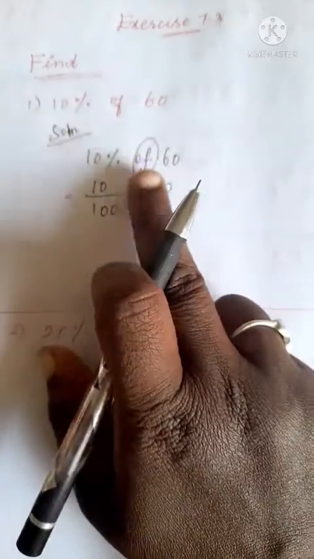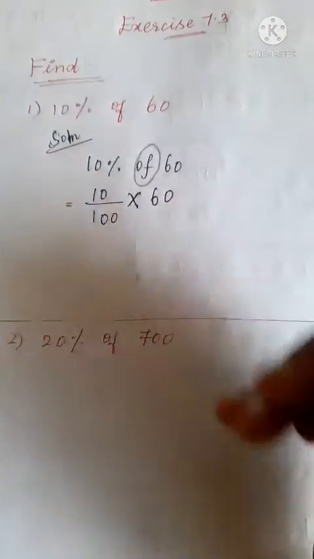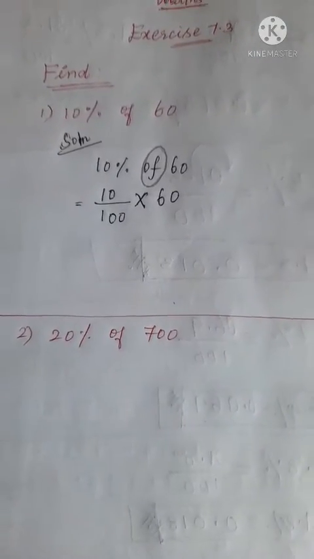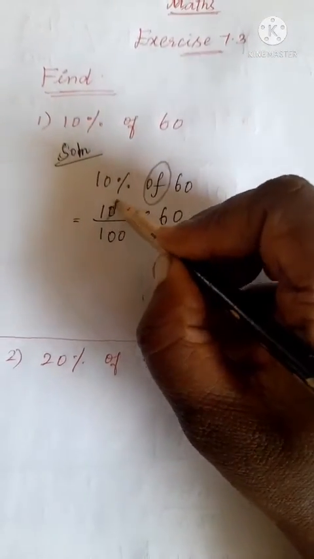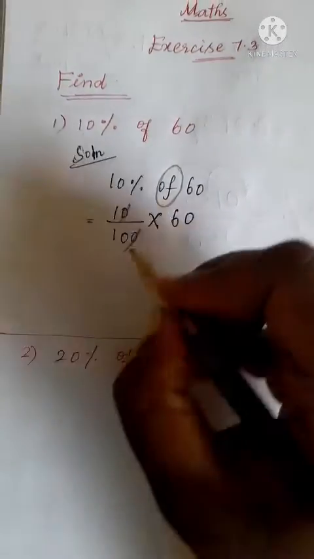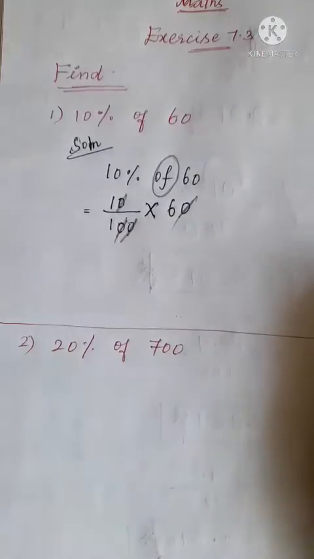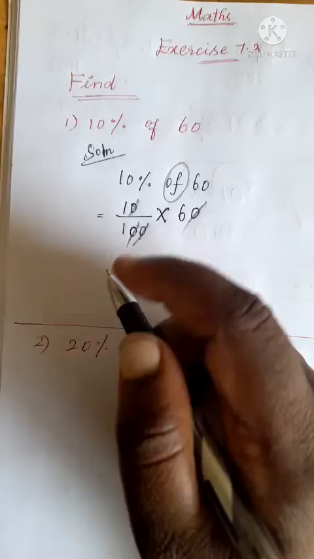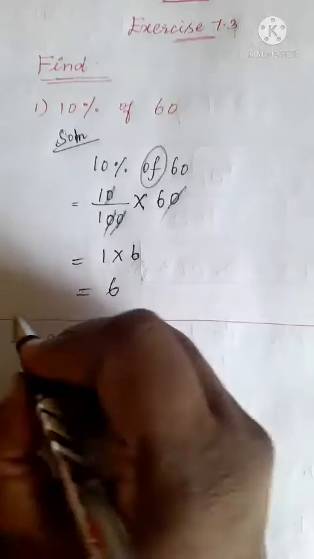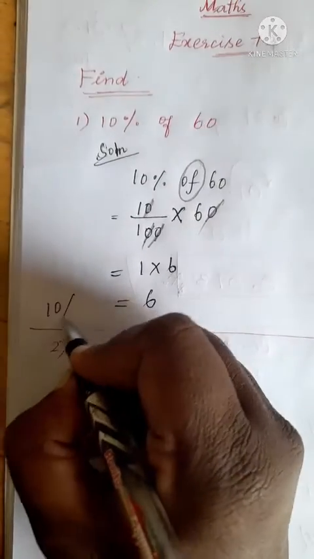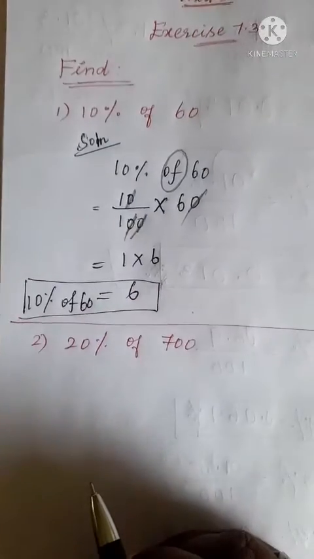What is the 10% of 60? Okay, so now you can divide this. Easily you can simplify this, children. Okay, see, easy division I am telling you. See, 10 and 10, you cancel it. So what is remaining? You can write numerator 1 into 6. 1 into 6, 6. So 6 is the answer. 10% of 60 equal to 6.